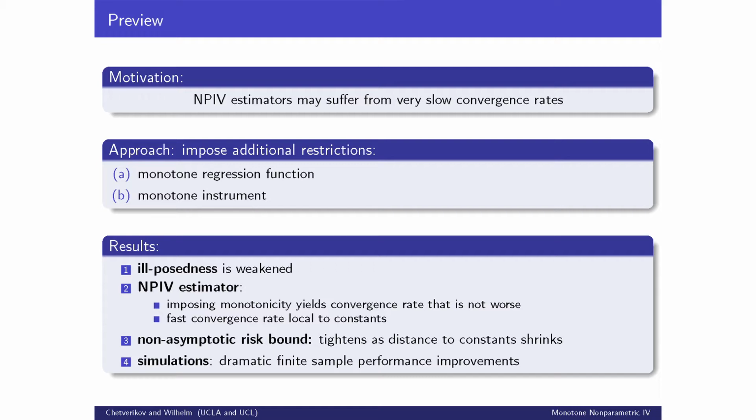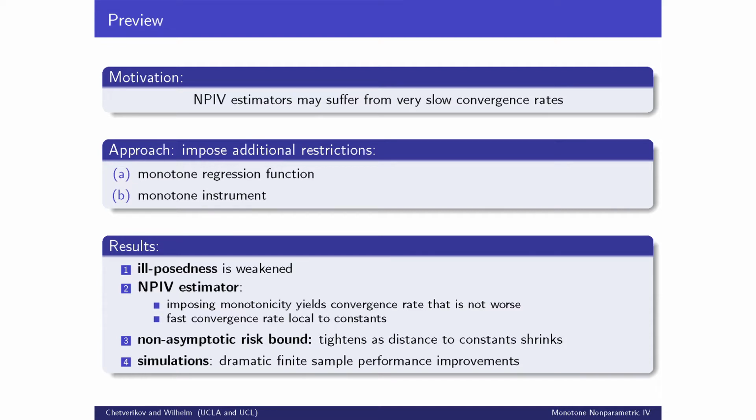First of all, we can say that imposing these two restrictions will not in general lead to worse performance than if you don't impose them in an estimator. In particular, we'll impose monotonicity of the regression function when we estimate the function, and that will not in general lead to worse convergence rates than we had before. But we can also show that in some parts of the parameter space, in particular on and near the boundary of the constraint, we can have much, much faster convergence rates than in the interior of the constraint.